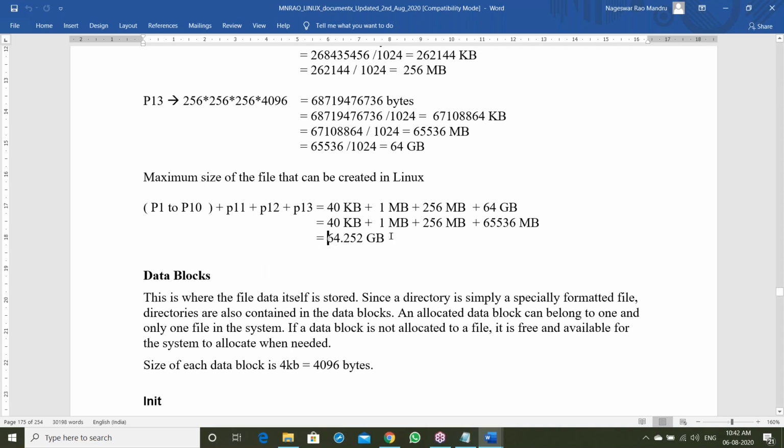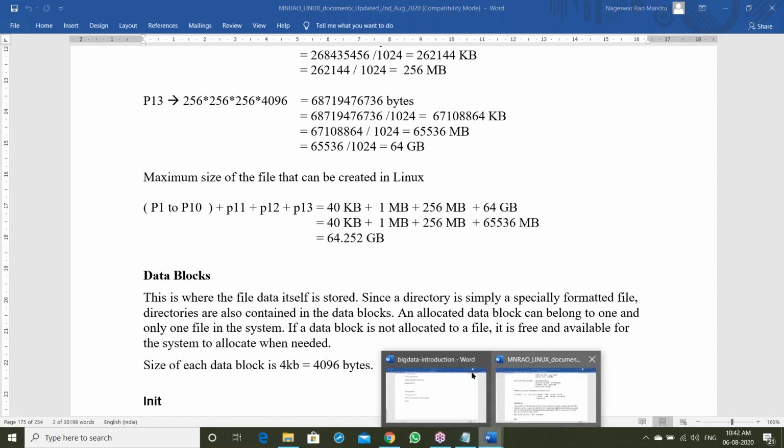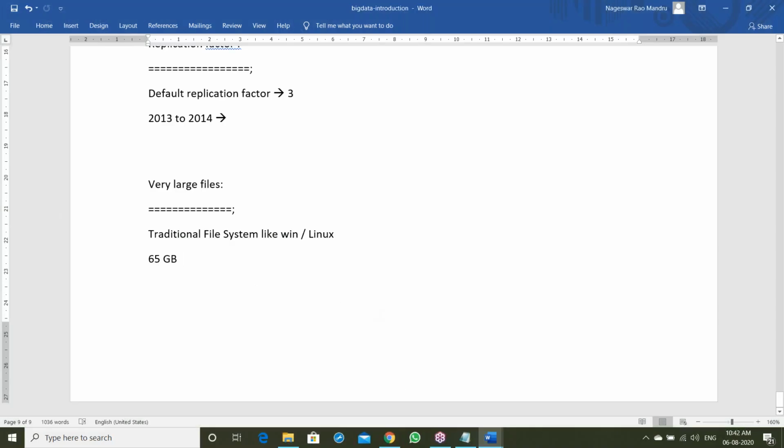So around 65 GB can be created. What happens when data is more than 60 GB? The Linux system fails; in real time there is a chance of this. More than 65 GB.